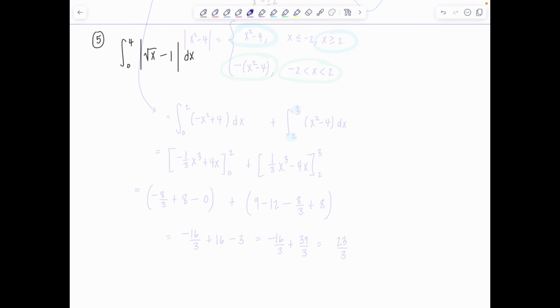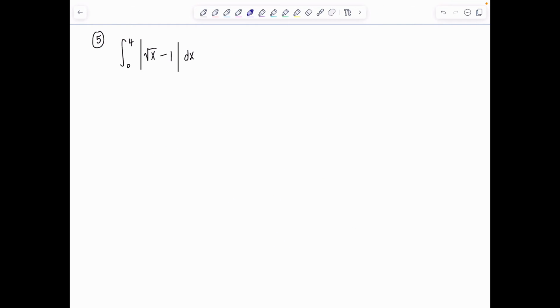Okay. All right, example 5, we have the definite integral from 0 to 4 of the absolute value of the square root of x minus 1. Ooh, this one looks spicy. Don't worry, I got you.